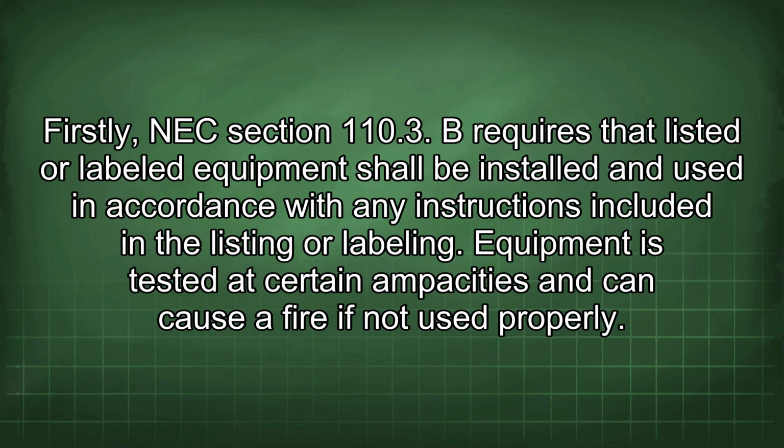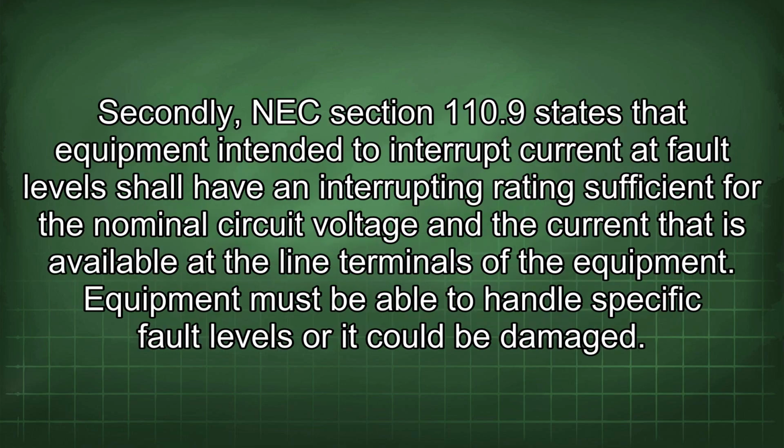Firstly, NEC Section 110.3(B) requires that listed or labeled equipment shall be installed and used in accordance with any instructions included in the listing or labeling. Equipment is tested at certain ampacities and can cause a fire if not used properly. Secondly, NEC Section 110.9 states that equipment intended to interrupt current at fault levels shall have an interrupting rating sufficient for the nominal circuit voltage and the current that is available at the line terminals of the equipment. Equipment must be able to handle specific fault levels or it could be damaged.